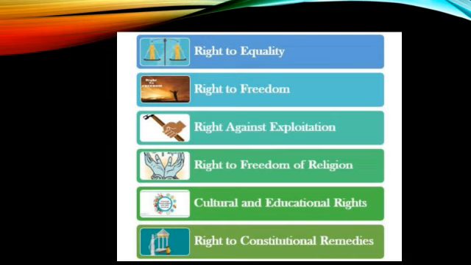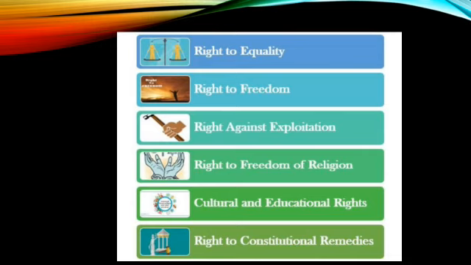First, right to equality. According to our constitution, all citizens will be equally protected by the laws of the country. That is, all persons are equal before the law. The state cannot discriminate against a citizen on the basis of race, caste, sex, religion, or place of birth. The practice of untouchability has been abolished. Every citizen has access to all the public places such as playgrounds, shops, hotels, etc.